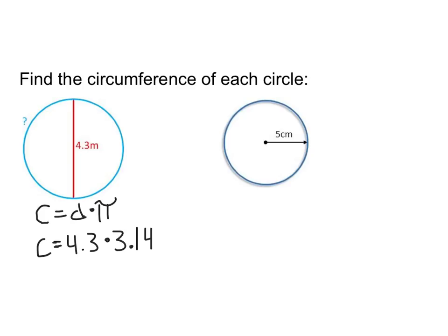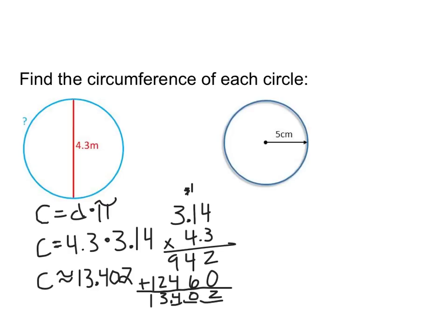So for the first one, it's given us the diameter, so we should use the formula circumference equals diameter times pi, which is 4.3 times about 3.14. So I got that the circumference was about 13.402, but since my original measurement was only 4.3, I'm going to round it so that it only has one decimal place. So I'm going to say circumference equals 13.4, so that I only have one digit of accuracy, because that feels reasonable to me. So circumference is about 13.4 meters.